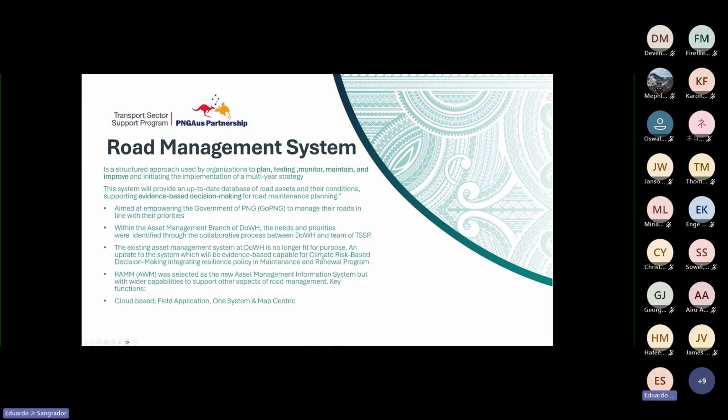The previous asset management system of DOW was no longer fit for purpose because it was fragmented. There were different data sets. The bridge management system is different, another database for the road management system, and for maintenance management, it's another system outside the road asset management system. So there is some fragmented information. The aim is to have one system integrated together, to have a cloud-based field application and one system, and also a map-centric database.